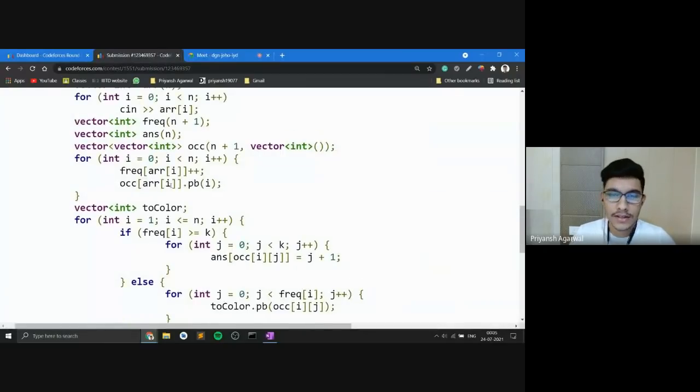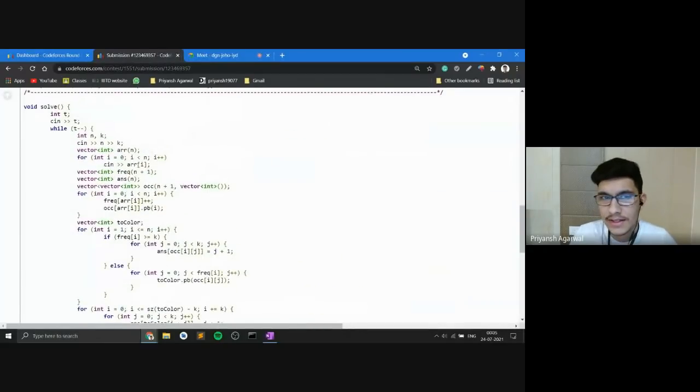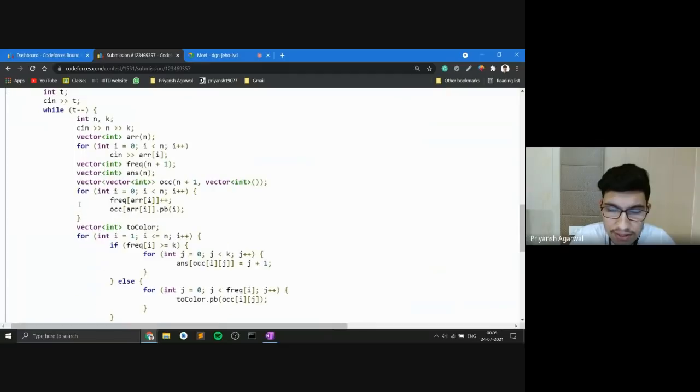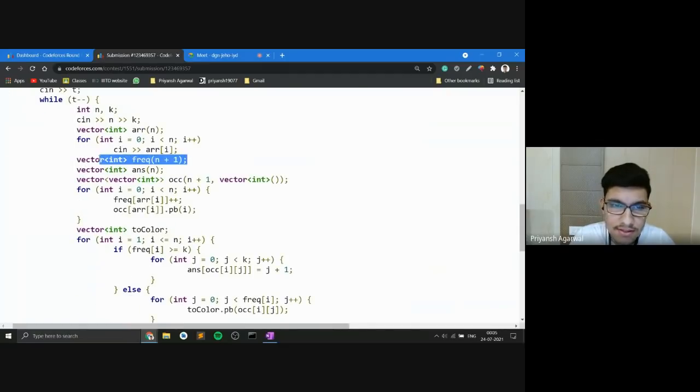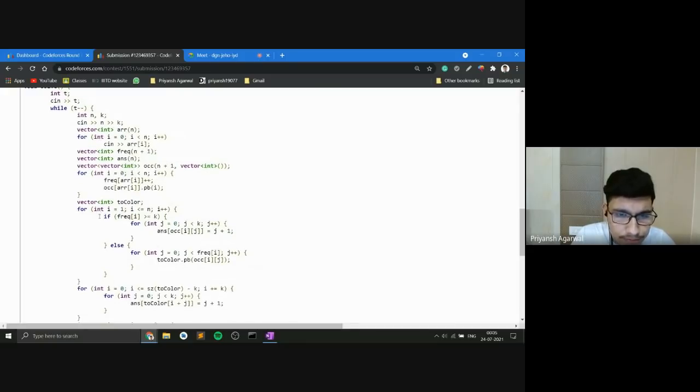Okay, great. So basically, I've done the exact same thing that I was doing in B1. I have maintained this frequency array. This is just telling me how many times each element is occurring, and this occurrence array is telling me that for this particular number, it is occurring on so many places. Like I'm storing all the indices of that particular element wherever it is occurring.